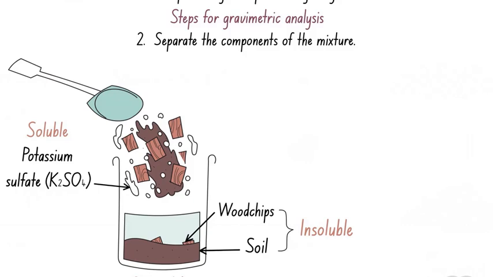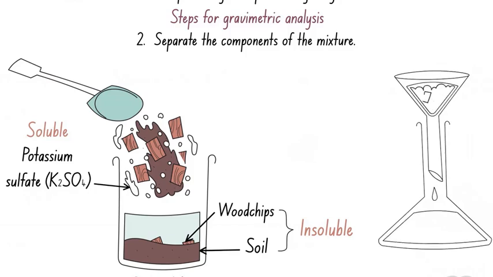Water can be added to the mixture to dissolve the potassium sulfate. Then, the insoluble components can be removed using filtration, leaving potassium sulfate solution as the filtrate. Since sieving works best with a mixture of solids, it should be performed before forming a solution.